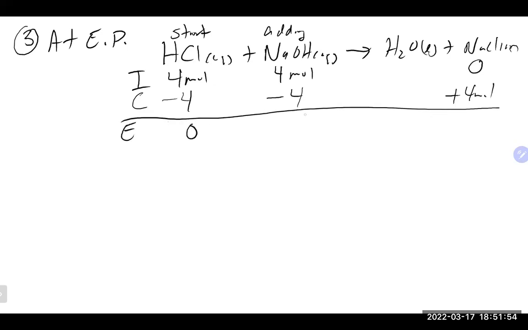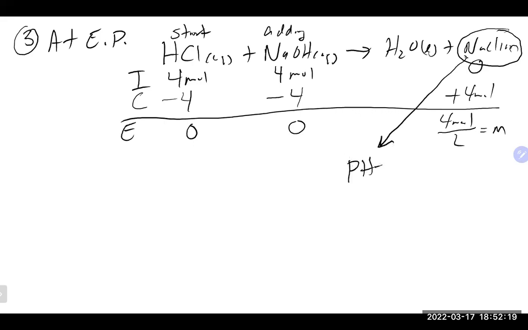That means nothing here, nada there, which is what the equivalence point means. We got 4 moles of our sodium chloride, which we could use the total volume to convert back to molarity. At this point, the only thing really in that solution is the sodium chloride, which you're now going to tell me is, again, what type of salt? It is a neutral salt, which means the pH at this point should be 7. No real calculation actually needed in this type of titration at the equivalence point.